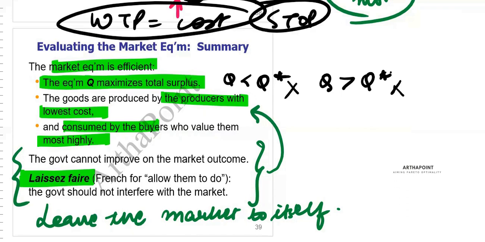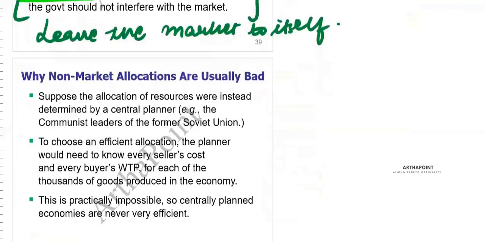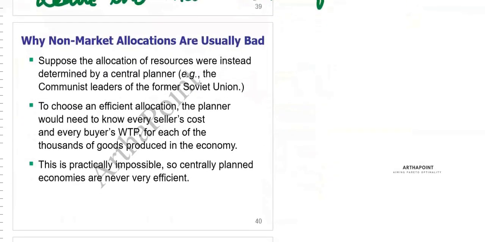We don't need any role of the government. We don't need any external intervention. Let the invisible hand do its role and that will gain its efficiency. So why are non-market allocations usually bad?